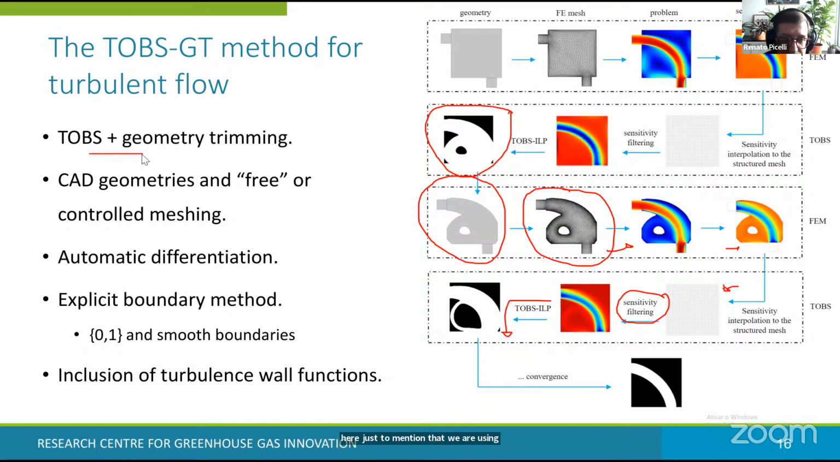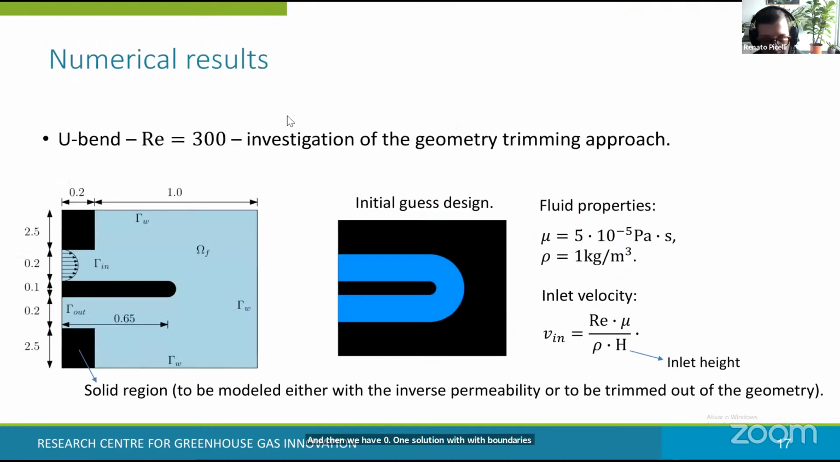So we are using TOBS, the 0-1 solution that we recently developed, plus geometry trimming. So we have CAD geometries and free or controlled meshing. An important step is that we are using automatic differentiation. I am using COMSOL Multiphysics, but you could use any other software that provides you that information. And then we have a 0-1 solution with smooth boundaries. Then we can include turbulence wall functions.